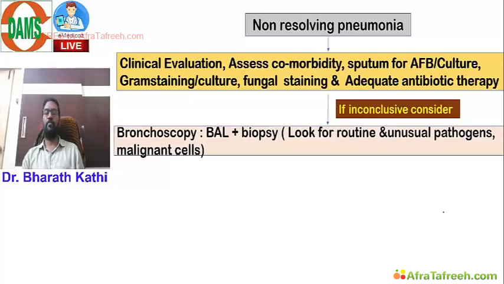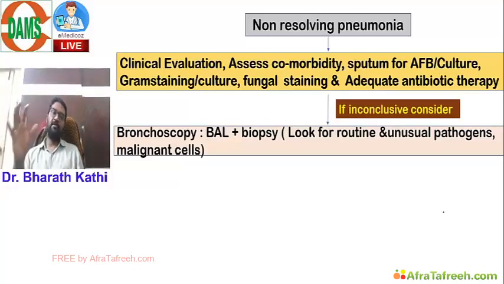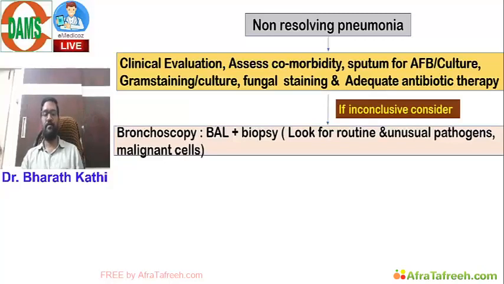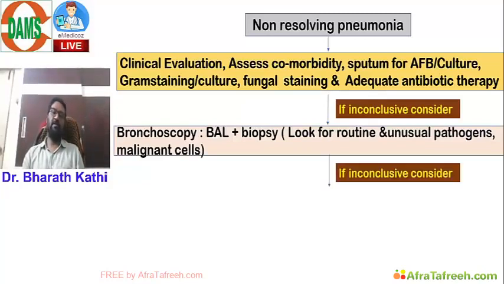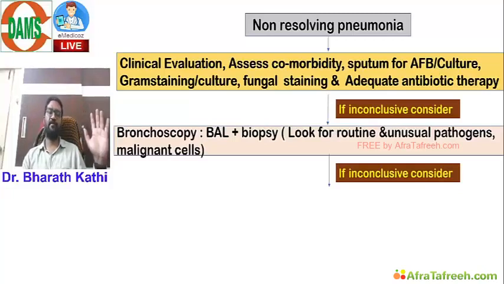If there is some abnormal mucosa, you ask the pathologist and microbiologist to look for routine and unusual pathogens and also malignant cells. Now if you get a diagnosis here, so you have done bronchoalveolar lavage and you have identified some fungus or PCP, or the biopsy is suggestive of some malignancy, you treat it accordingly. Now still it is inconclusive. BAL is not showing any organisms, and the biopsy is also not showing malignancy, only some non-specific inflammation.